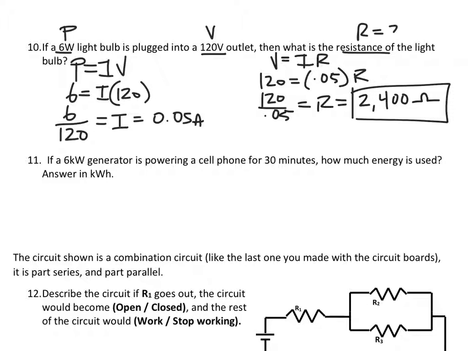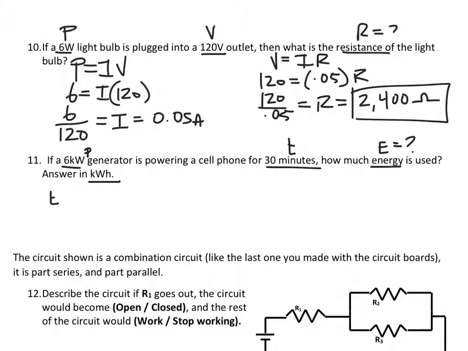Number 11, I've got a 6 kilowatt generator that's powering a cell phone for 30 minutes. I want to know how much energy is used. So I want to solve for E. Now this is electrical energy, so we're not measuring it in joules, we're measuring it in kilowatt hours. So this is my time, and 6 kilowatts, this is P, electrical power.